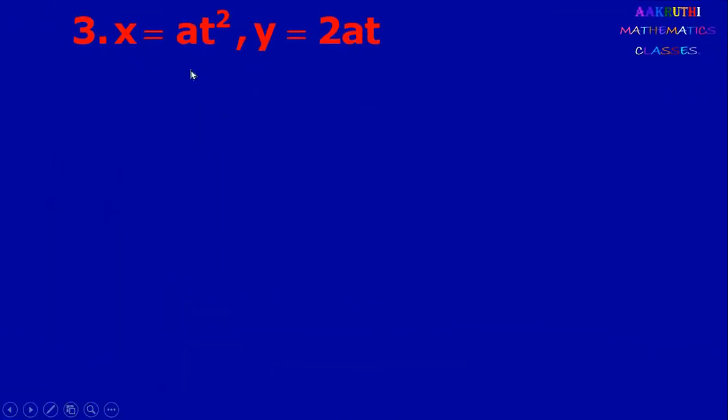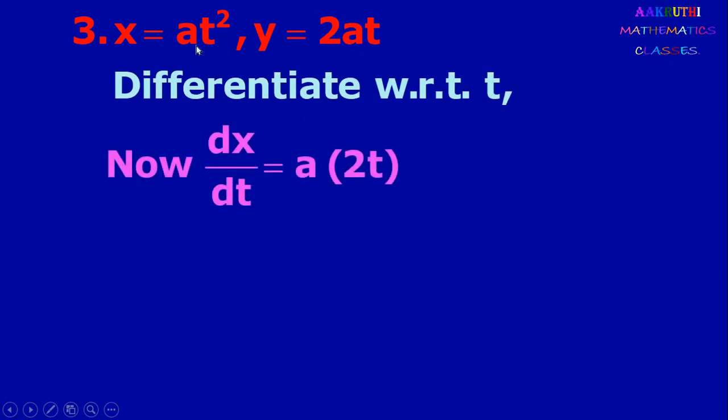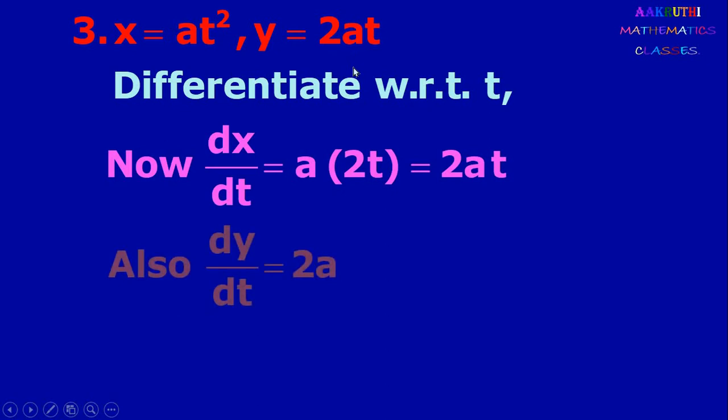Next question. X equal to at square and y equal to 2at. Now here also x and y are expressed in terms of t. So the parameter is t here. So differentiate with respect to t. Now dx by dt: a is constant, t square differentiation is 2t, and we can write it as 2at. Next y equal to 2at, dy by dt: 2a is constant, t differentiation is 1. So therefore dy by dt is 2a.